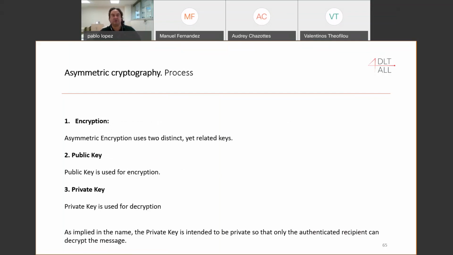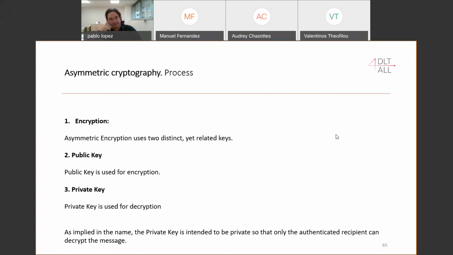Asymmetric encryption uses two distinct yet related keys, as we know, the public and the private. The public key is used for encryption. The private key is the one that belongs to us, and it is used for decryption. As implied in the name, the private key is intended to be private, so that it's the only way for the authenticated recipient to decrypt the message.